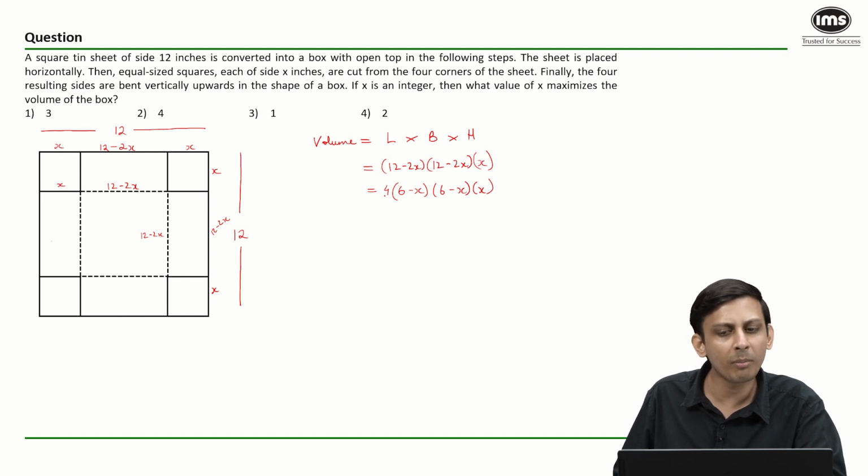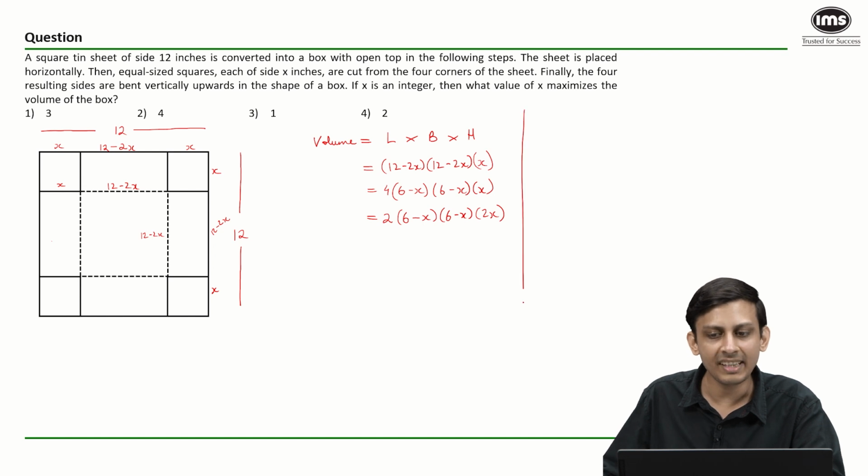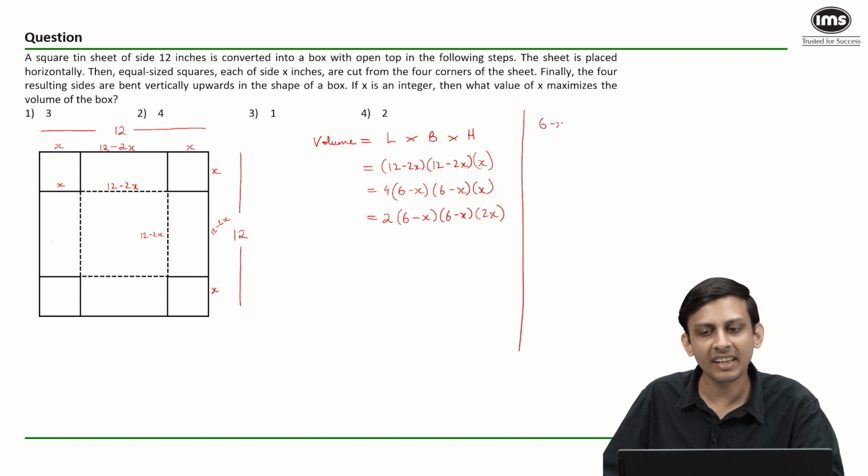Okay, so what we can do is from the 4, we can take a 2 and multiply it with this x. So from 4, one 2 we will keep here, 6 minus x will be the same, and another 2 we will multiply with x, so that will become 2x. Now, if you look at 6 minus x, 6 minus x and 2x, these 3 values, if you add them up, the sum becomes 12, which is constant.